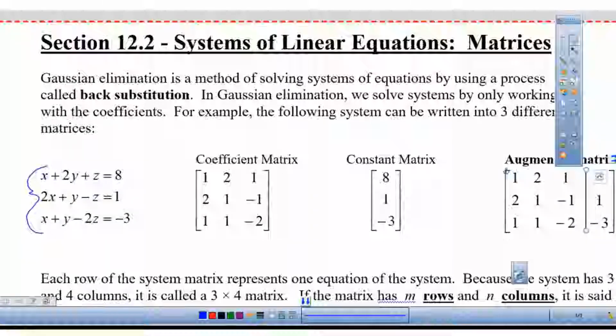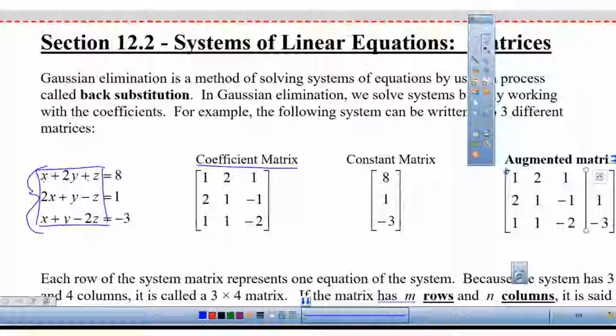So if you look right here at this first part, look at the coefficients going across. You have 1, 2, 1, underneath 2, 1, negative 1, underneath 1, 1, negative 2. They call that a coefficient matrix. I don't think you're ever going to have to know that's a coefficient matrix. We never even write it by itself very well. That's not true, but you don't have to know the name. Then over here, 8, 1, negative 3, that's another matrix. They call that the constant matrix.